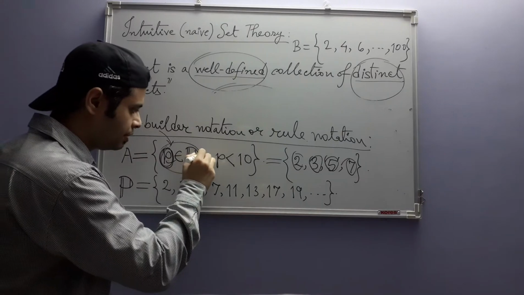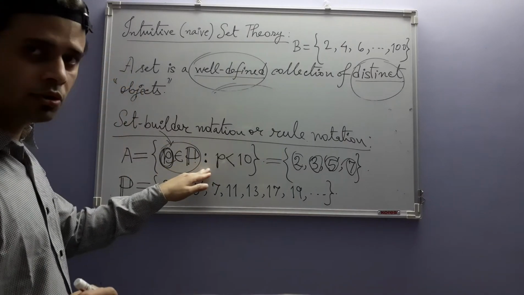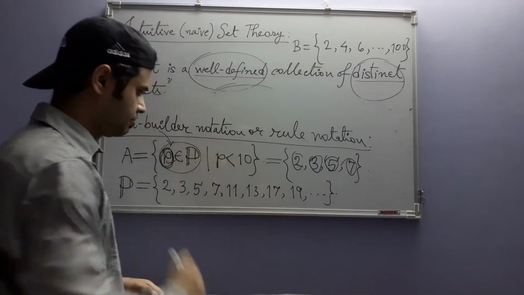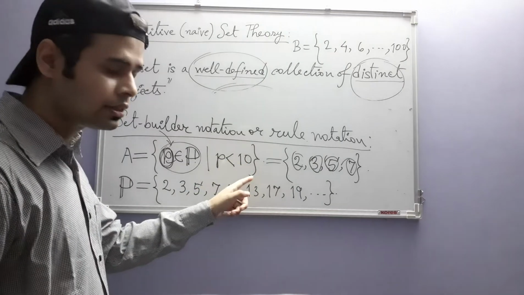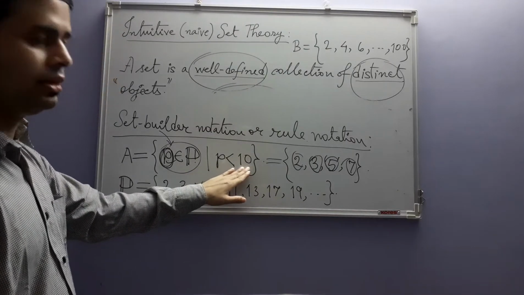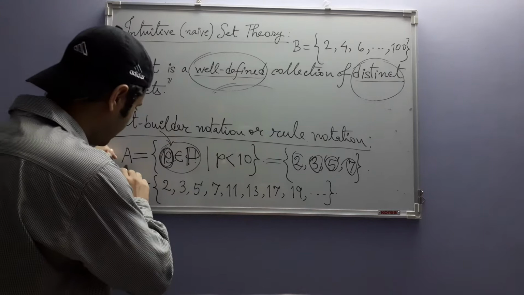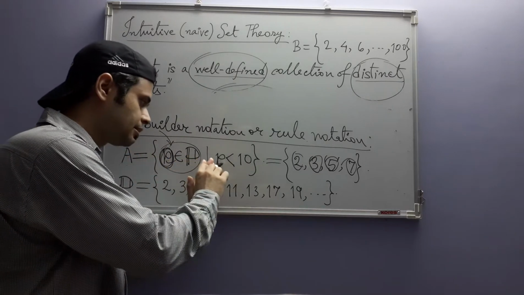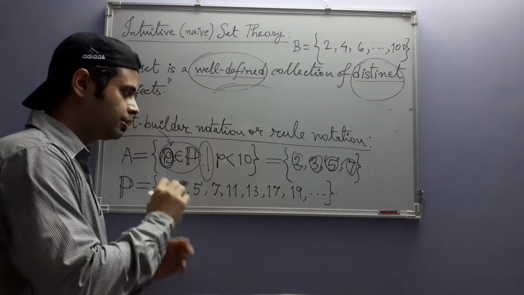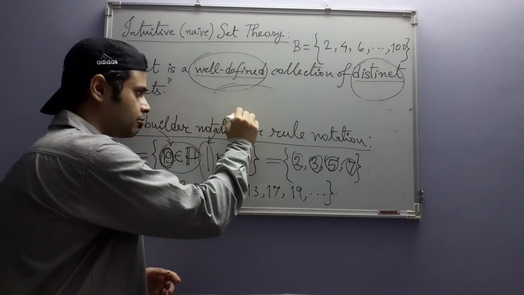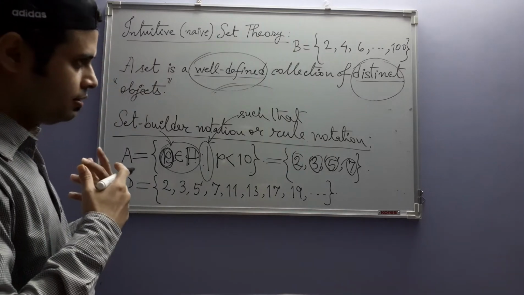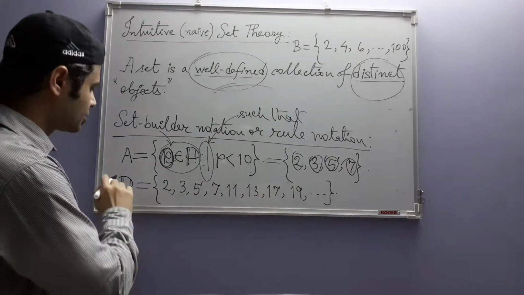And then we write, either we use colon or we use a vertical bar. And then we write the condition that this variable p has to satisfy. Here p has to be less than 10. So it means that A is the set of all prime numbers such that they are less than 10. This vertical bar or colon means such that.